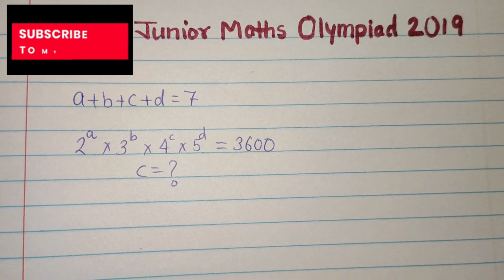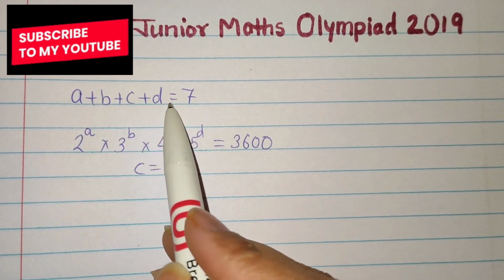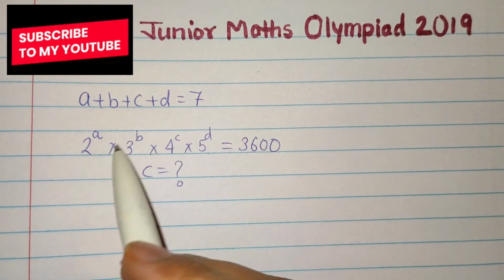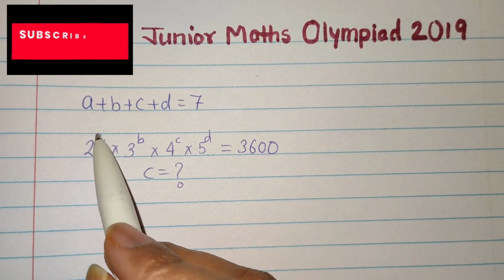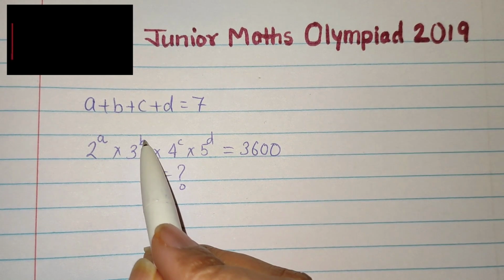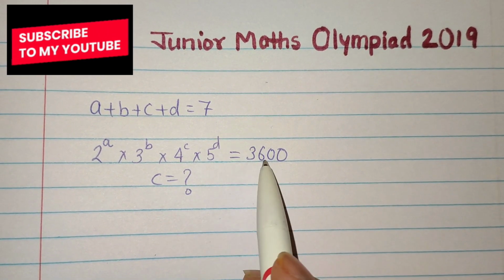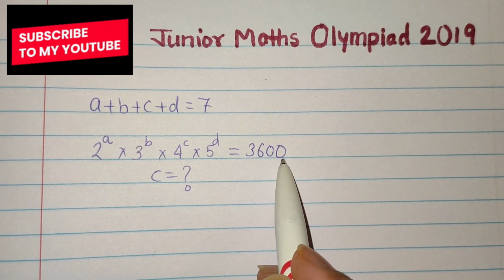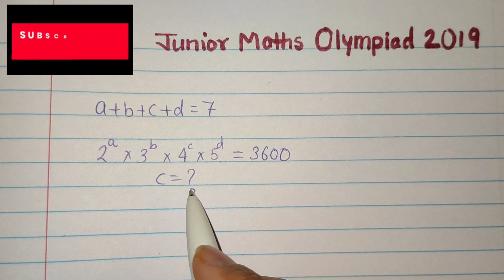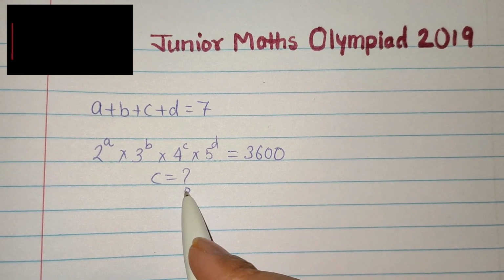Mathematicians, there are 4 unknown values a, b, c, d. Their sum is 7 and 2 raised to the power a times 3 raised to the power b times 4 raised to the power c times 5 raised to the power d is 3600, and we have to find out the value of c. So let's see how we can do it.